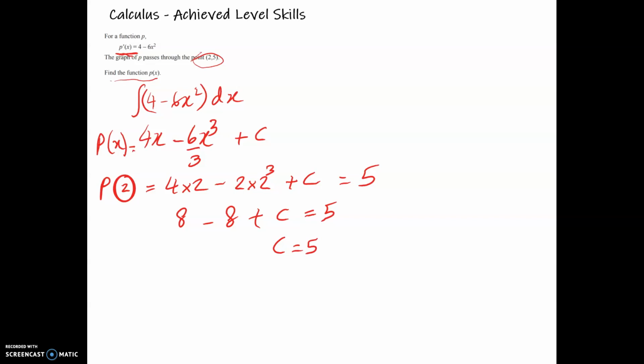So the question asks for the original function, so write down p of x is equal to 4x minus 2x cubed plus 5, and that's your final answer.